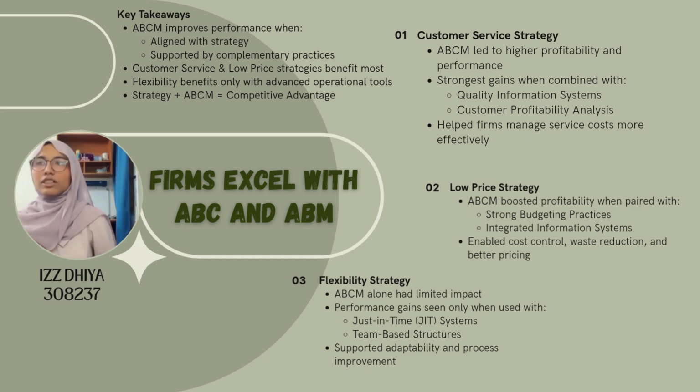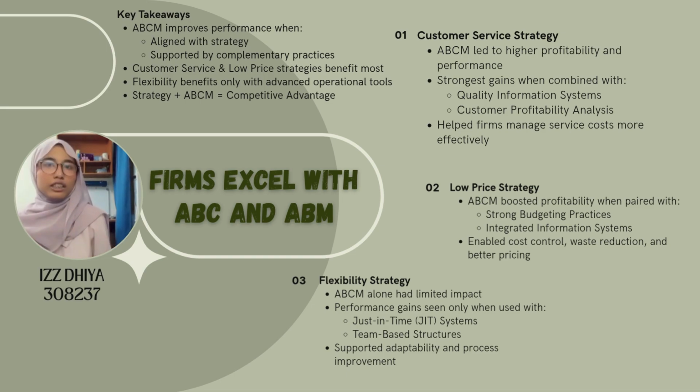The researchers surveyed over 1,100 U.S. firms and analyzed responses for 264 valid cases. They classified firms based on three strategic priorities: customer service, low price, and flexibility. Then they looked at how ABC and ABM practices interacted with these strategies and whether performance outcomes like profitability, product quality, and process efficiency improved.